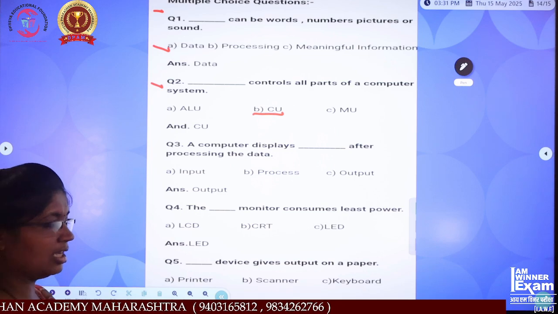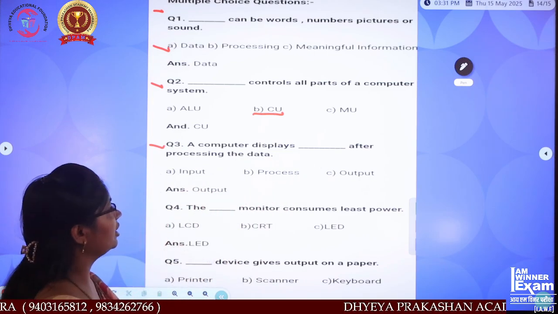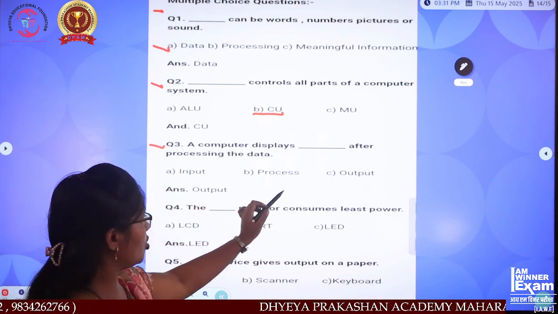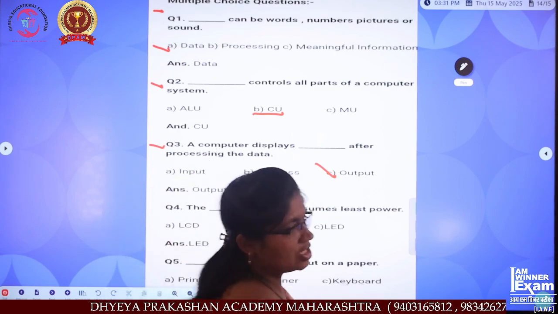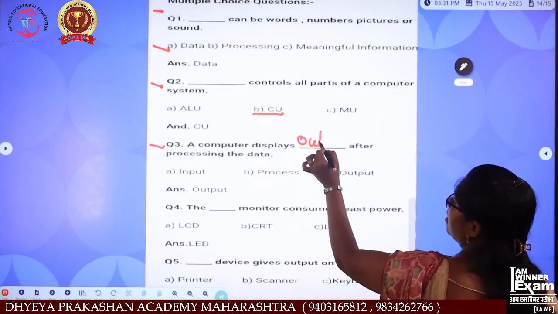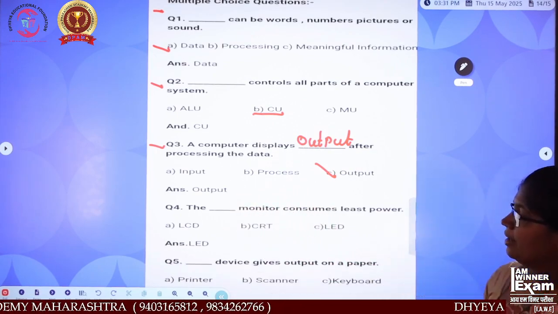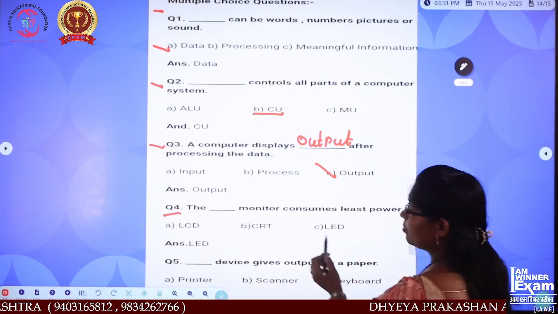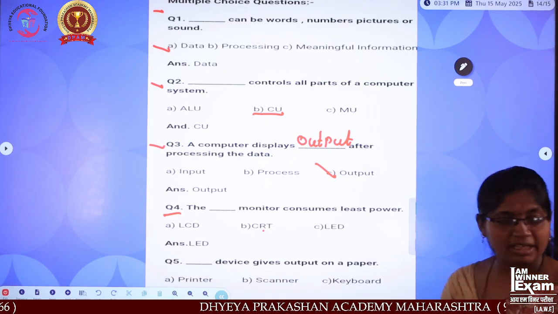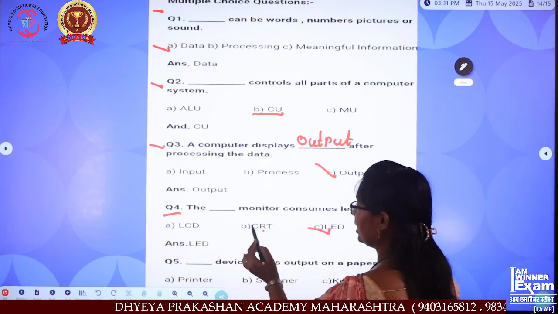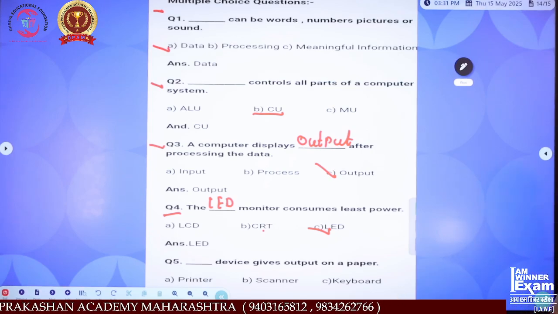Next, third one: a computer displays after processing the data. Input, process, output. The correct answer is output. A computer displays output after processing the data. Next, fourth question: the monitor consumes least power. First LCD, second CRT, third LED. LED is the correct answer. The LED monitor consumes least power.